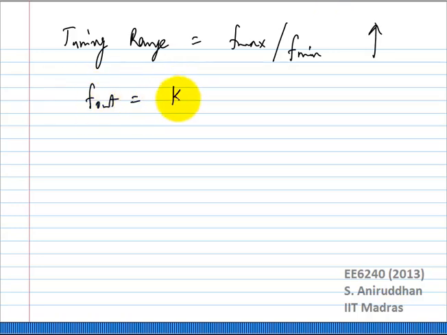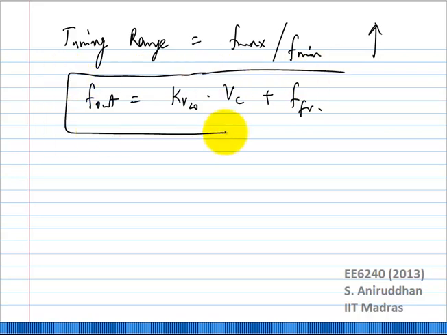So let me do this. F equals KVCO times VC plus the free running frequency. This is the fundamental equation of the oscillator. Correct? What are the parameters that affect Fmax and Fmin? Let us assume that the free running frequency is constant. If you want very large Fmax by Fmin, first of all, what is Fmin? If your free running frequency is constant, what is Fmin?